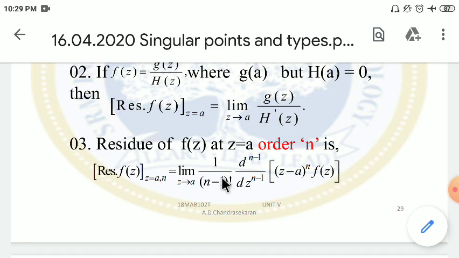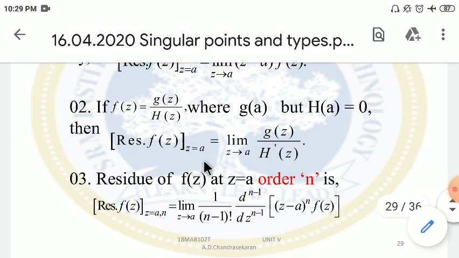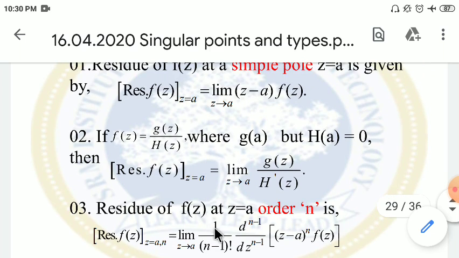Now the beauty is, when I substitute n equal to 1, it gives the first formula. When n equal to 1, 1 minus 1 is 0, and 0 factorial is 1. Here also 1 minus 1 is 0, so no derivative is required. (z minus a) to the power n, it is 1, into f of z. So that is the first formula. Got it? So this is the general formula of order n. We put n equal to 1, we get the first formula. N equal to 2, 3, 4, you can use it for any order value.